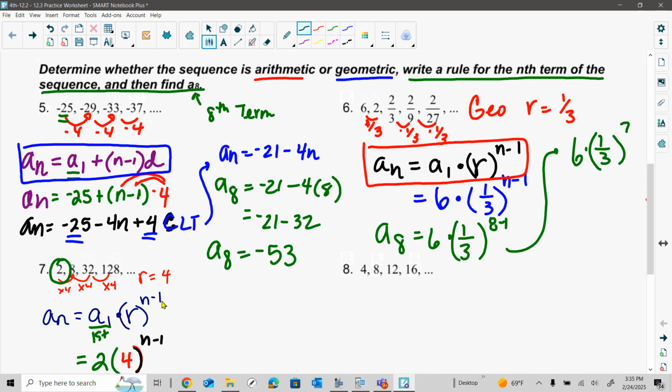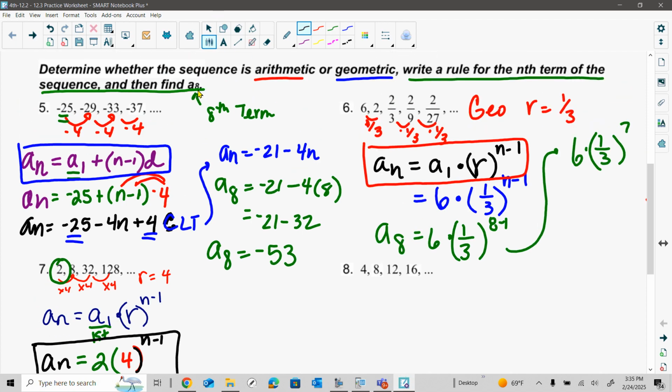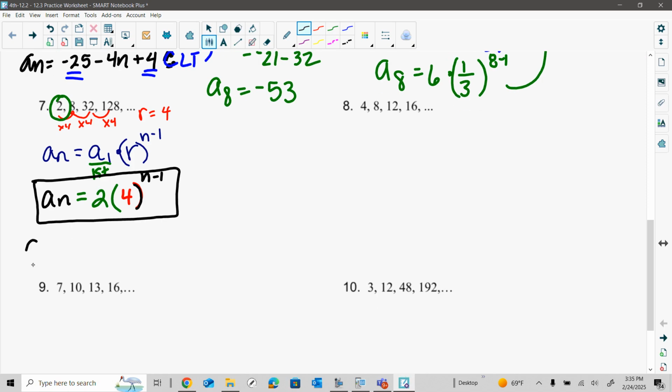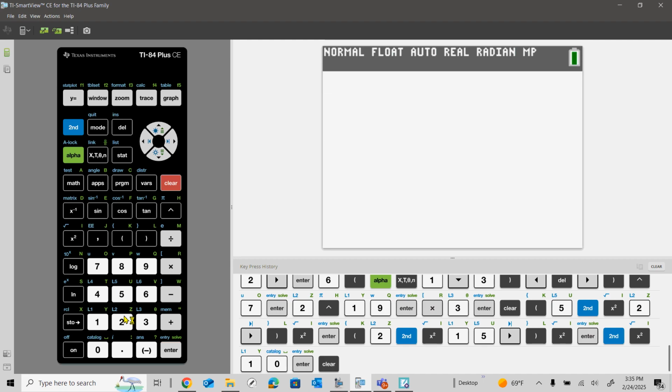So here they want you to use this formula. This is my geometric formula for my sequence. But to use that formula to find the 8th term, a sub 8, when I plug this back in, 8 is our n. So this would be 2 times 4, and then we're doing 8 minus 1. So really this is saying 2 times 4 to the 7th power. We're going to need your calculator for that. So you want to do the exponent first.